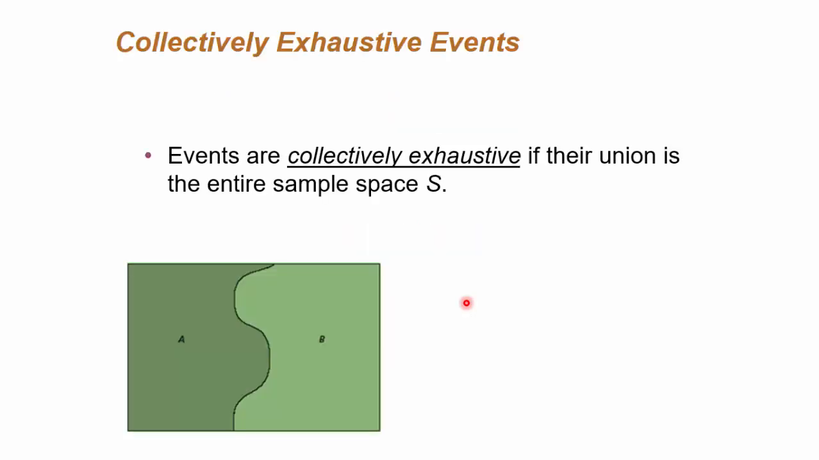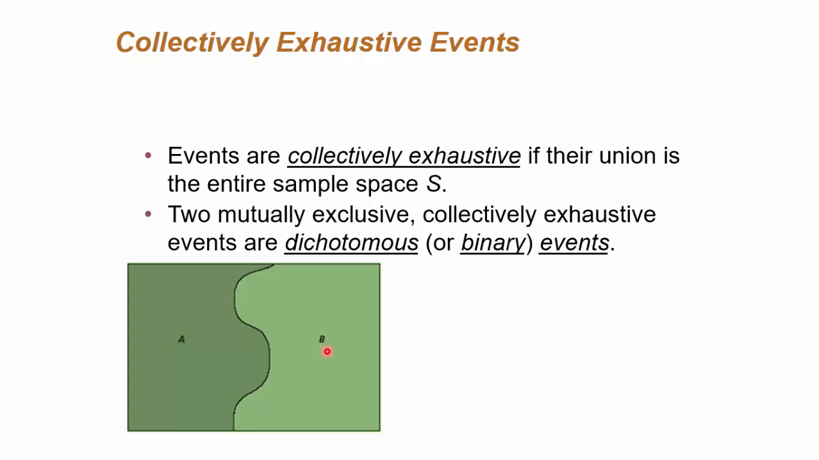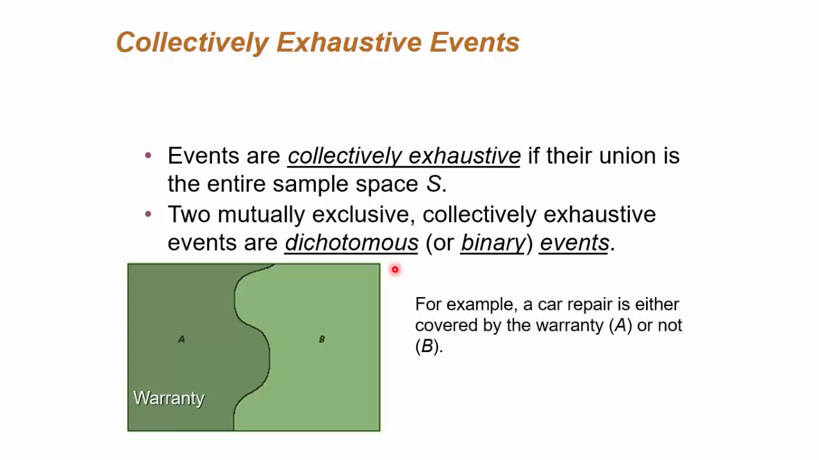So events could be collectively exhaustive, meaning all the events in the sample space combine to form the entire sample space. So in this case of the Venn diagram, event A and event B combine to form the entire sample space. Two mutually exclusive events that are collectively exhaustive are binary or dichotomous, having only two outcomes. For example, a car repair is either covered by warranty or not covered by warranty. So warranty and no warranty constitute the entirety of the sample space.